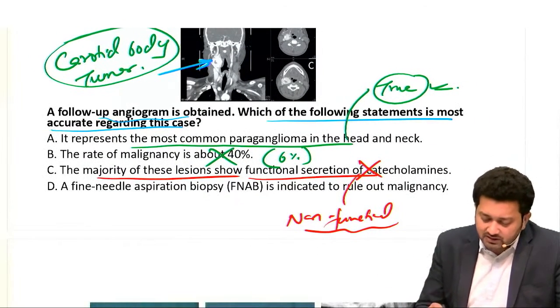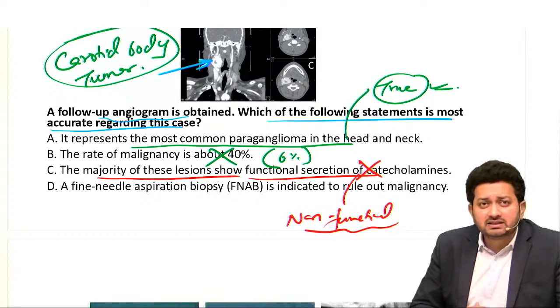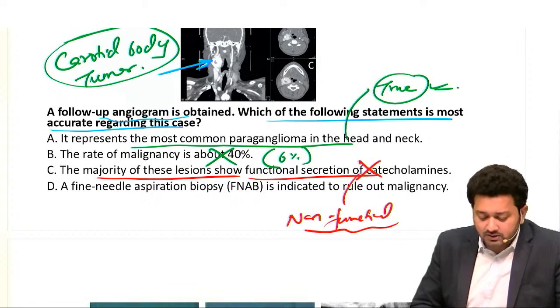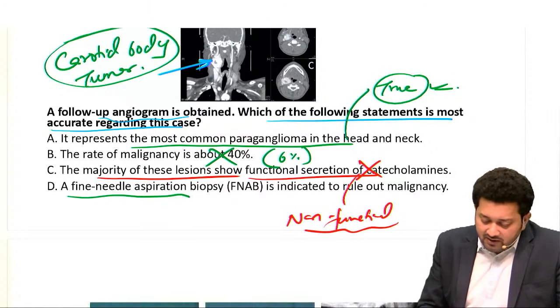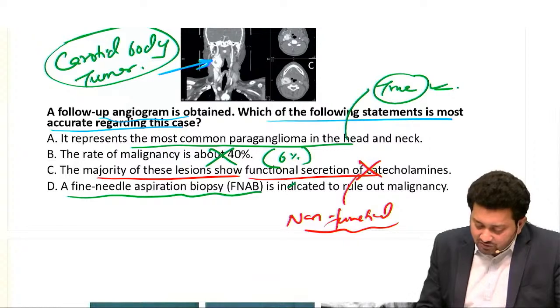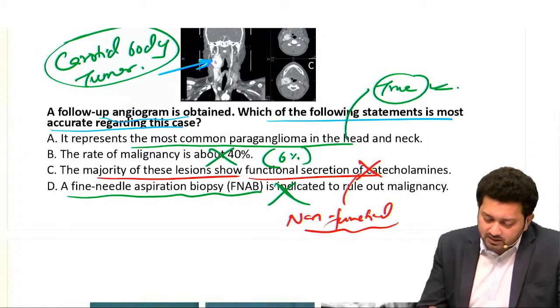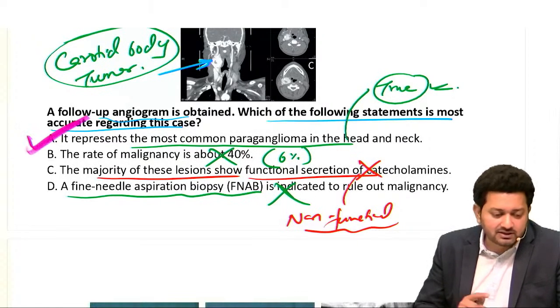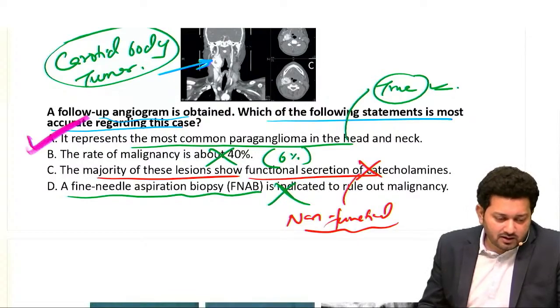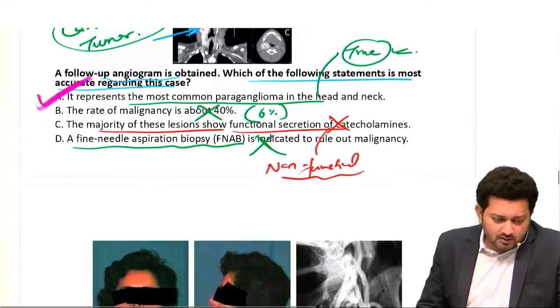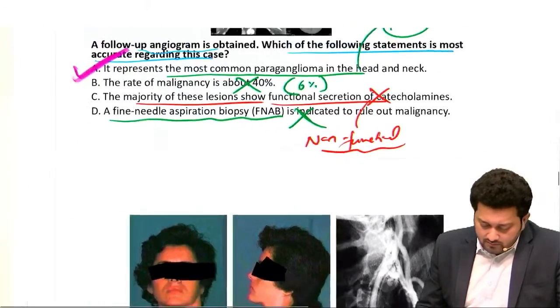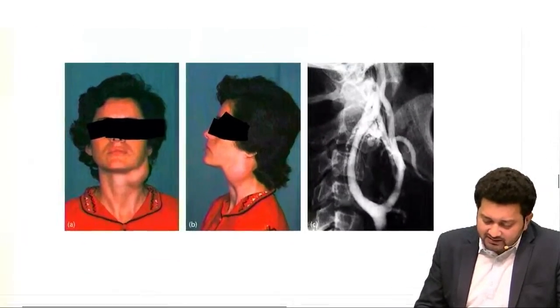Majority are non-functional. This tumor is a very vascular tumor and also in the vicinity of very great vessels. So FNAC or biopsy should not be done. So the only correct answer here is option A. So you can see this is the carotid body.